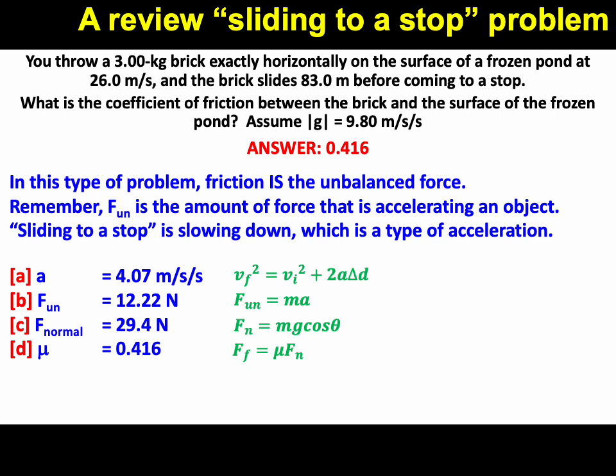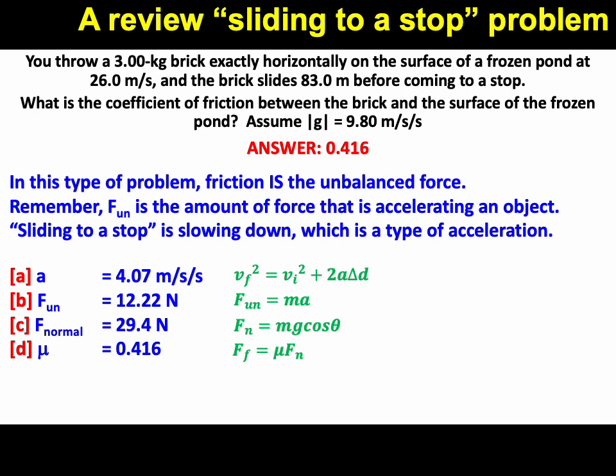F un is ma. So once we have that 4.07 meters per second squared, we just multiply it by the mass of the brick. Normal force. Again, we got the mass of the brick right there, 3 kilograms. Gravity, 9.8. Cosine of the angle is 0 degrees. Horizontal is 0 degrees. And cosine of 0 is 1.